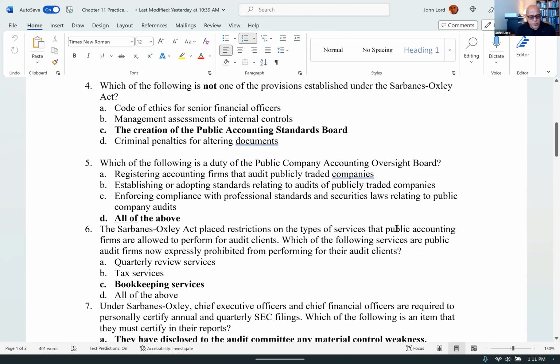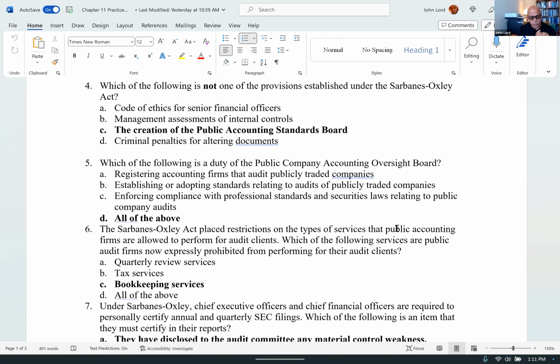Which of the following is the duty of the Public Company Accounting Oversight Board? Registering accounting firms that audit public companies, yeah. Establishing or adopting standards, yes, they do, that are relevant to public companies. Sometimes they'll point to the AICPA standards and say, do what you're doing for non-public companies for public, but they add on the requirement to have that auditor's attestation as to the internal control, which was solidly under the bailiwick of the PCAOB and auditors of public companies, for example.